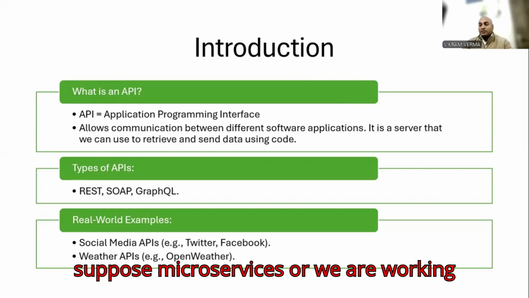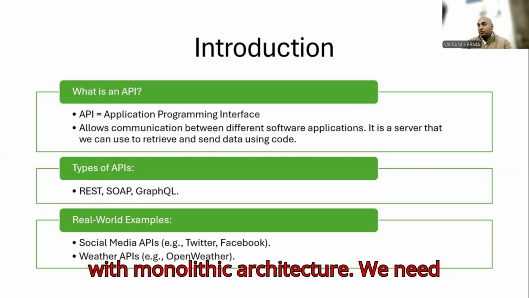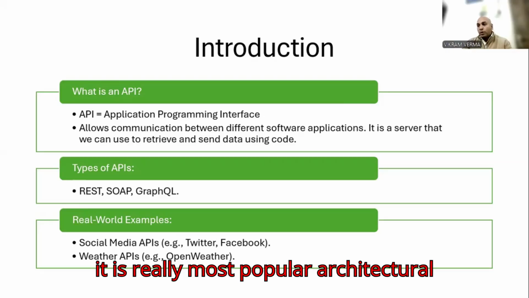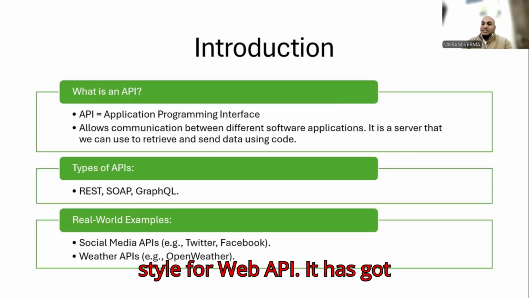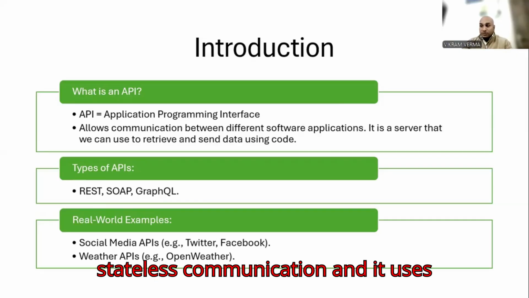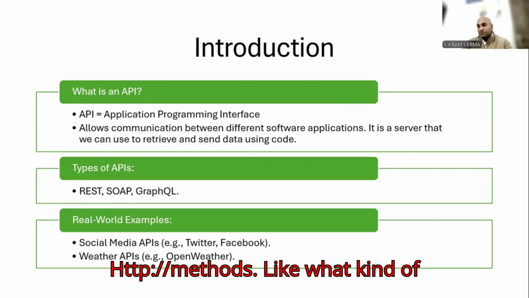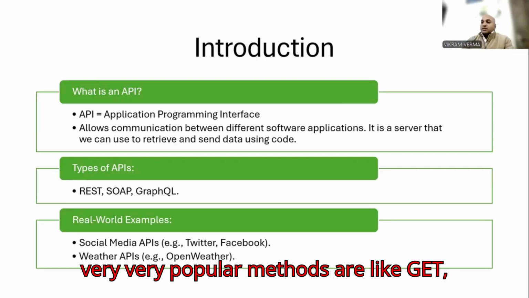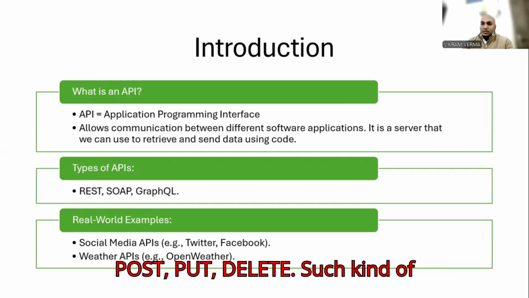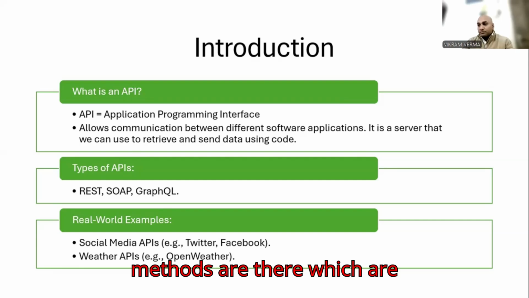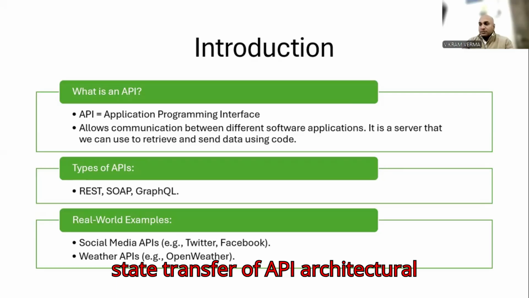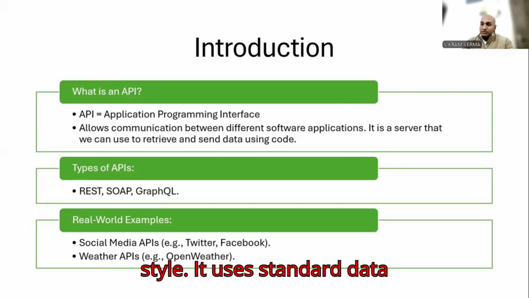When we are working with, suppose, microservices or monolithic architecture, we need such kind of API. It has stateless communication and it uses HTTP methods. We have a few methods, but the very popular ones are GET, POST, PUT, and DELETE. Such methods are useful for this representational state transfer API architectural style.